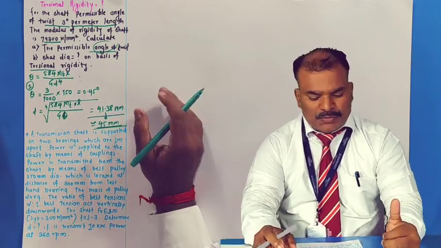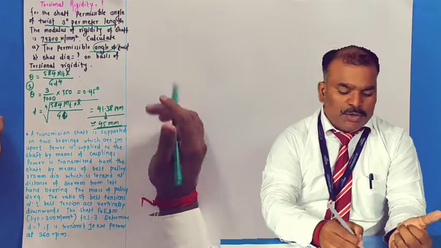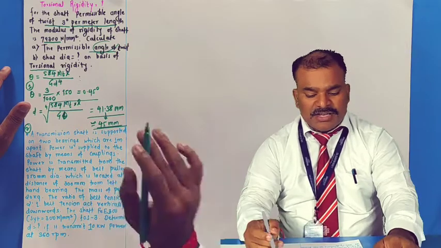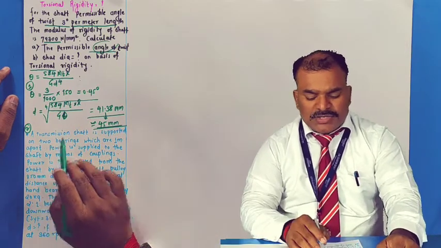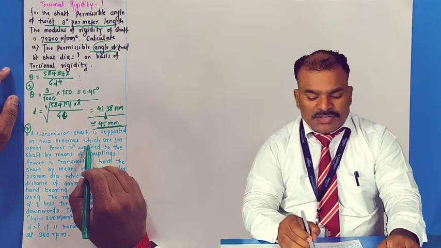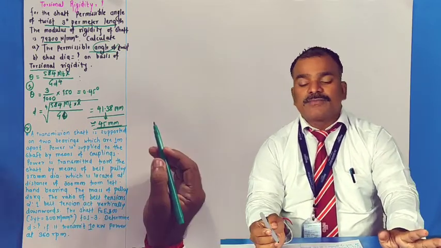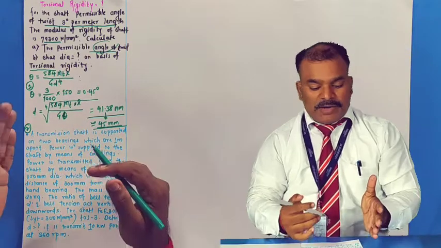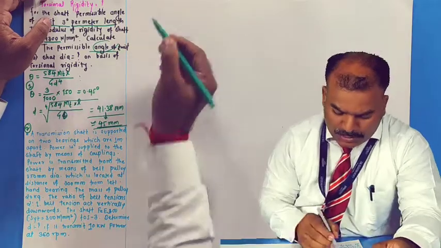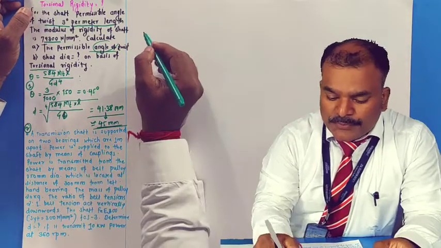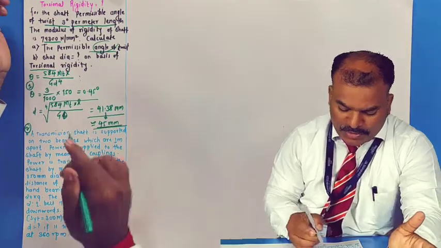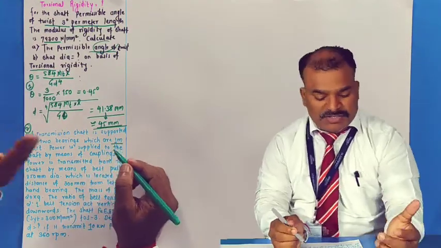We'll move toward numerical number 2. I'll read and simultaneously write the data. A transmission shaft is supported on 2 bearings which are 1 meter apart. It is very clear that the 2 bearings are situated at the 2 ends, so I will have to draw 2 bearings 1 meter apart. So I can say the bearings are at the 2 ends, left side and right side, 1 meter, 1000 mm apart.